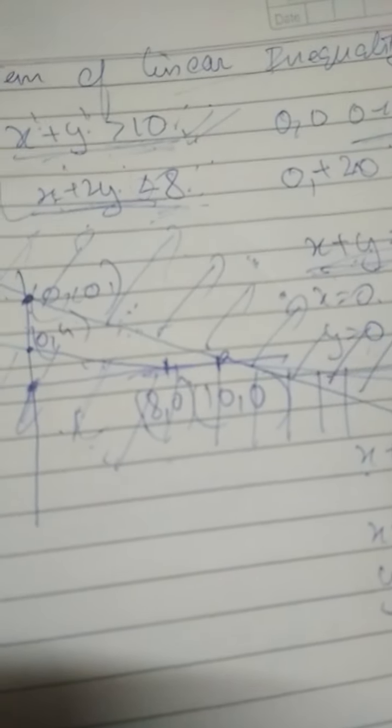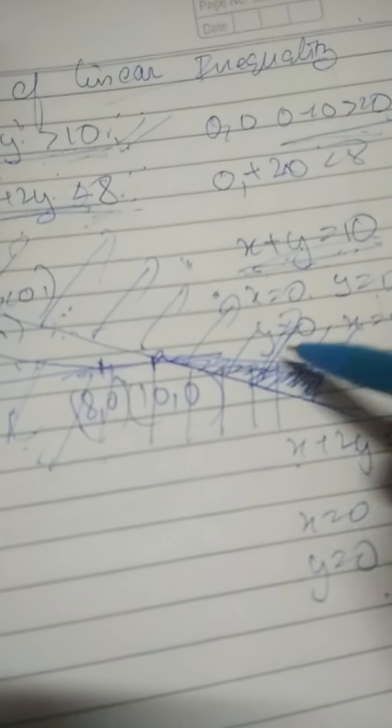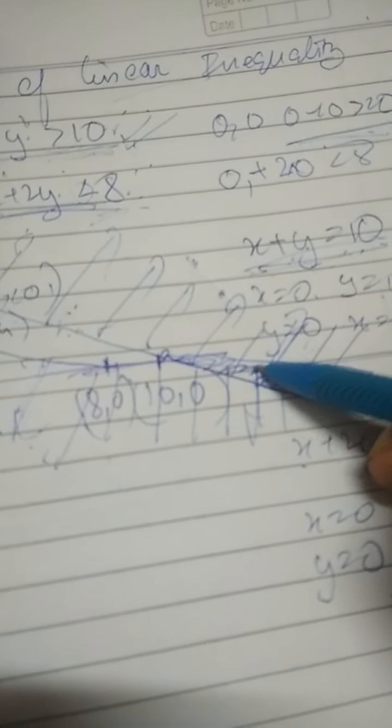Here, and the solution to the upper one will be here. So you see this region over here, this region is being shaded by both the lines, by this line also and by this line also. So this is a common region.